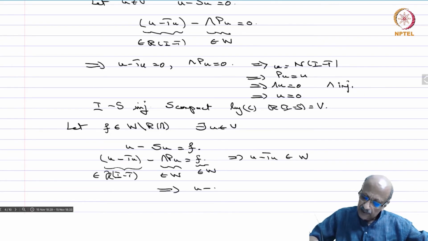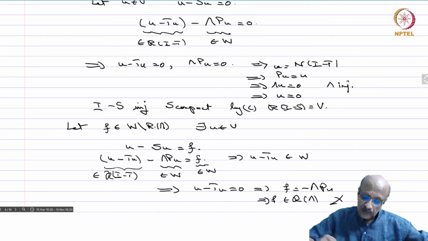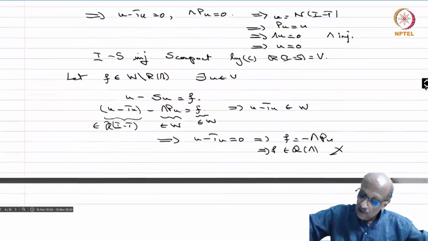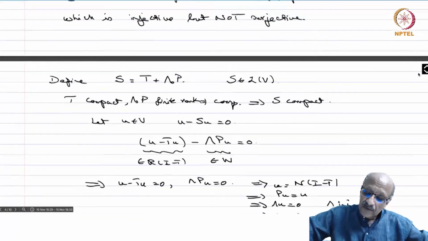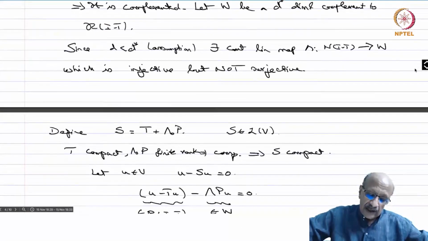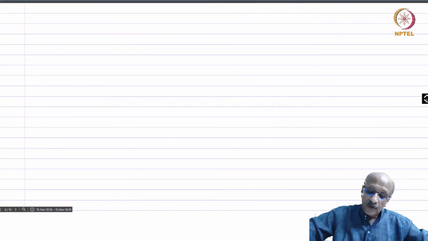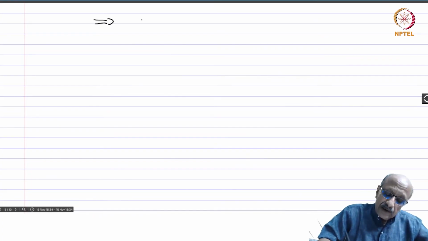This implies that U minus TU equal to 0, and this implies that F is equal to minus lambda PU, which implies F belongs to the range of lambda, but that's a contradiction because we have chosen F not to be in the range. Okay, so we have a contradiction all over, and that started from the fact that we assumed that D is less than D star, and therefore there existed a lambda. So this implies that D star is less than or equal to D.